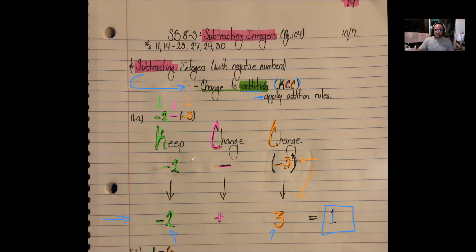All right, let's try another one. Oh, by the way, before I do that, guys, I need you to realize that this problem and this problem, these number sentences are actually the exact same thing. All right, I didn't change it. All right, -2 minus -3 is equal to +1.